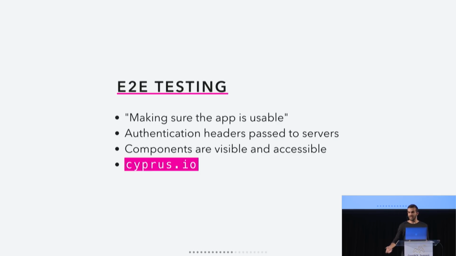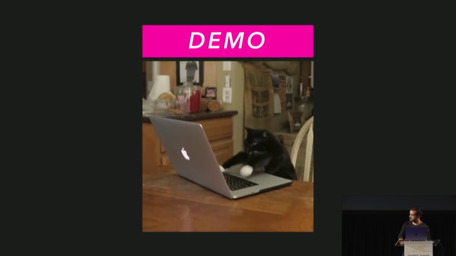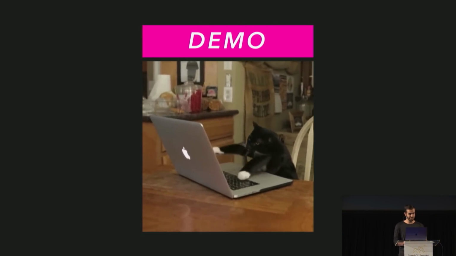To make sure your app is actually usable, because unit tests are great and all, but if the app doesn't start up or the user can't log in, that's a pretty big problem. Cypress is a tool that's really great for this. It's a really great experience that I've used in the past, but I won't be showing an example specifically of that today. But speaking of examples, I will be showing a demo of some of the other things.